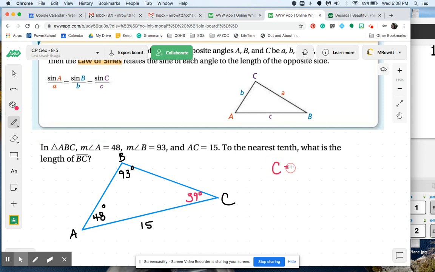So the measure of angle C is a missing piece, so there's part of it. I'm also going to need to know what little a is, right? Because I don't know the side across from the 48. So I've got a little a, and I also am going to need a little c.